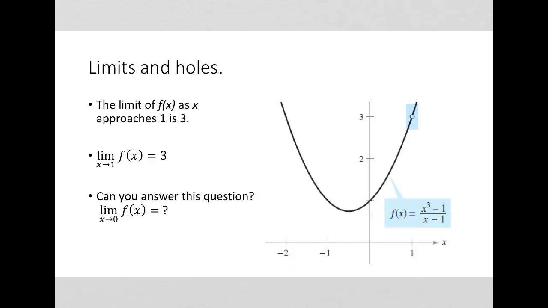So let's look at this function now. F of x is given to you as x cubed minus 1 over x minus 1. So notice that we have a hole at x equals 1. If we wanted to factor f of x, we'd end up with, in the numerator, x minus 1 times x squared plus x plus 1, because that is a difference of cubes, and that's how difference of cubes factors.